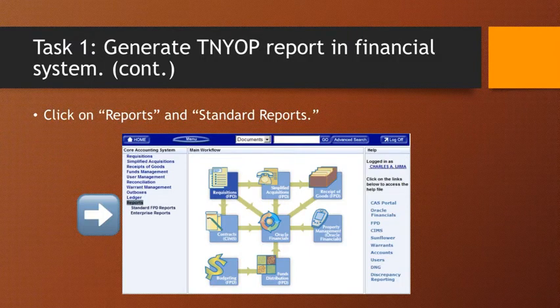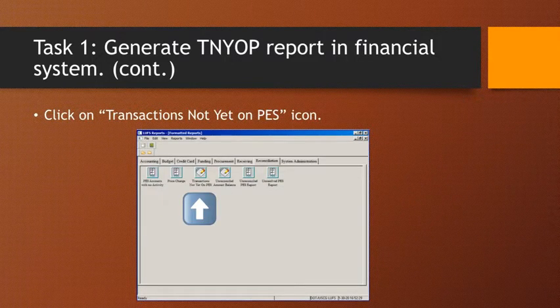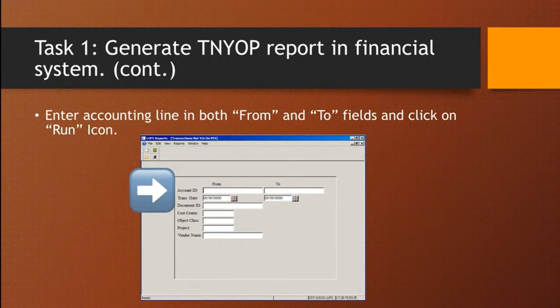Once you're logged in, click on Reports and click on Standard FPD Reports. Then, click on Reconciliation tab. Next, click on Transactions Not Yet on PES icon. Now, enter the accounting line in both From and To fields, and then click on the Run icon.